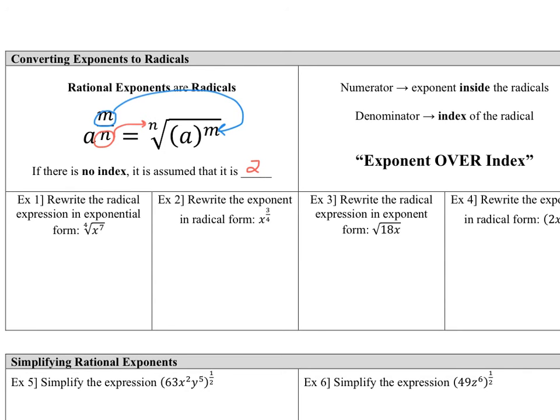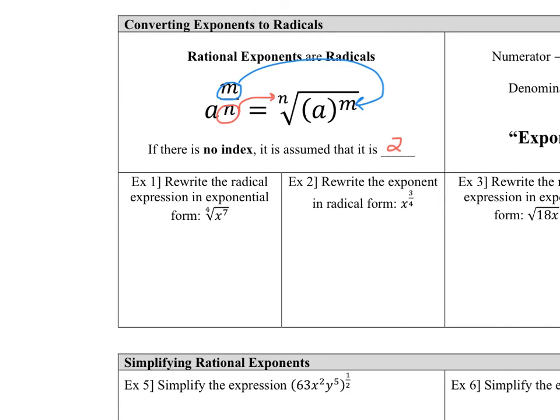So let's look at the first example. Rewrite the radical expression in exponential form. So all I'm trying to do is take this radical thing and write it as an exponent. So the a is your base. Well, my base here is what's inside. That's my radicand. So it's just going to be an x. Then, because this 7 is underneath, that's the m, that's your exponent. 4 is the index, that's your n. So it's going to be 7 on top, exponent, over index of a 4. And there's your converted form.